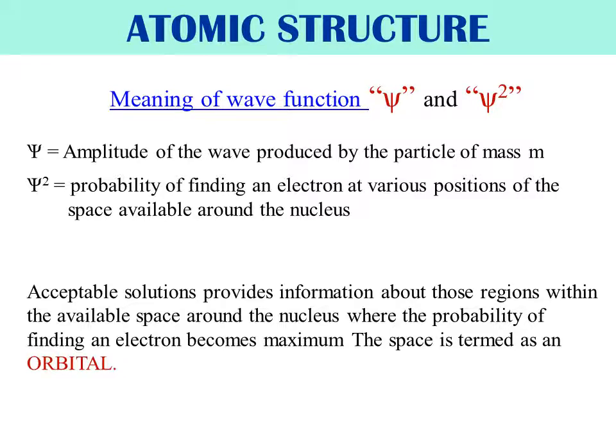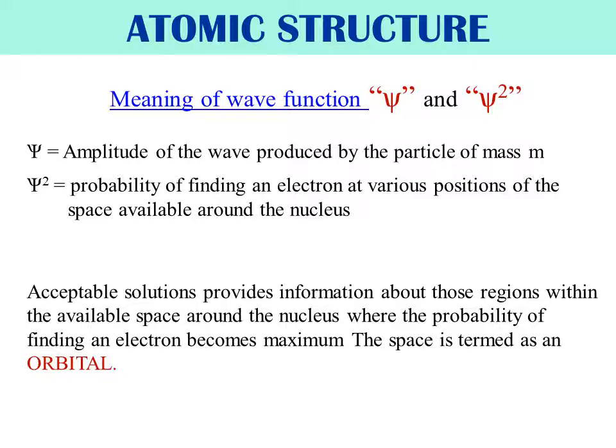Now, acceptable solutions of the Schrödinger wave equation provide information about those regions within the available space around the nucleus where the probability of finding the electron is maximum. Be careful, because it's written acceptable solutions. I mention acceptable because there can be solutions which become unacceptable. If the answers turn out such that there are minimum chances of finding an electron, then those regions and solutions will be rejected. Hence, acceptable solutions provide information about those regions around the nucleus where the probability of finding an electron becomes maximum.